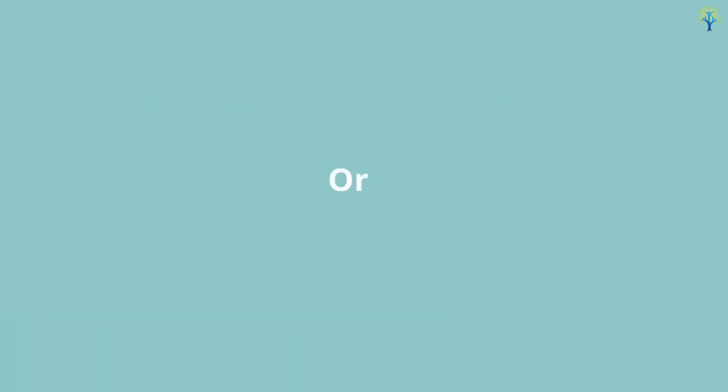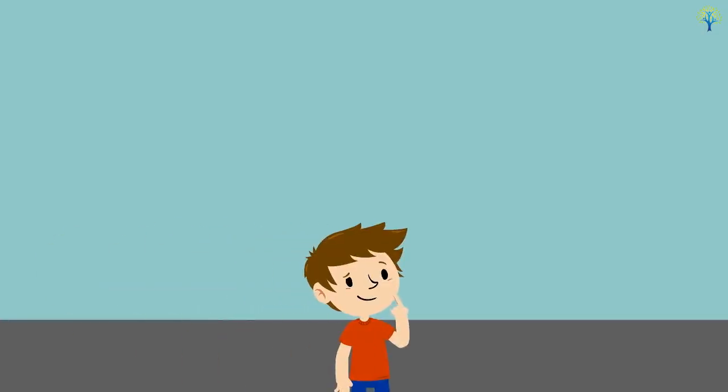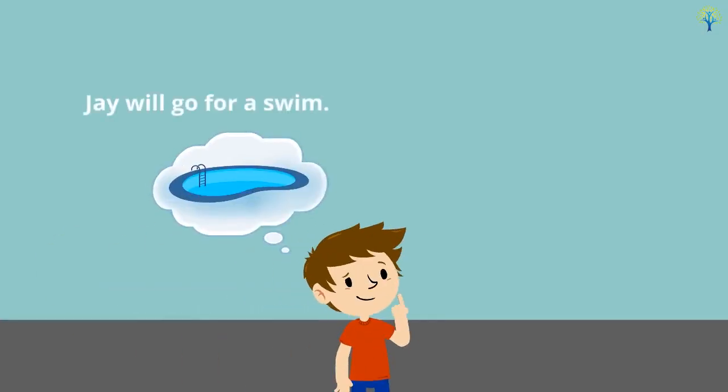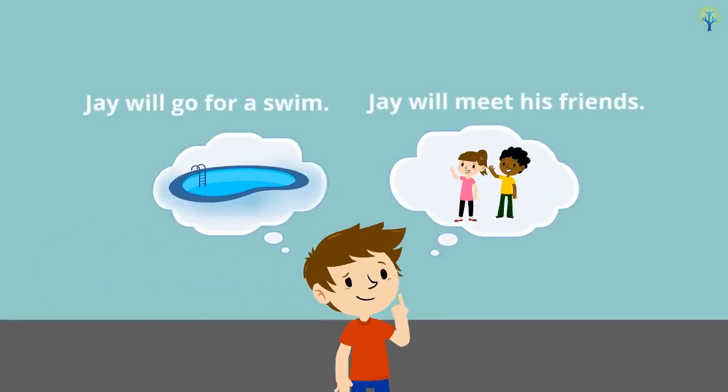Use or when there are options to choose from. For example, instead of saying Jay will go for a swim, Jay will meet his friends, you can say Jay will go for a swim or he will go to meet his friends.